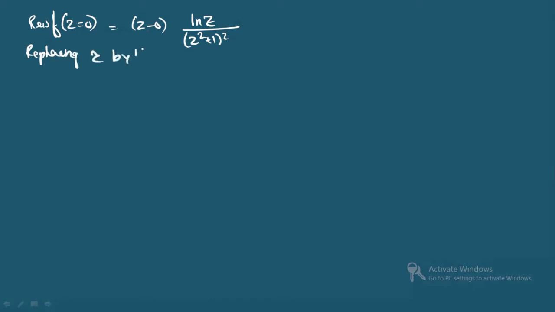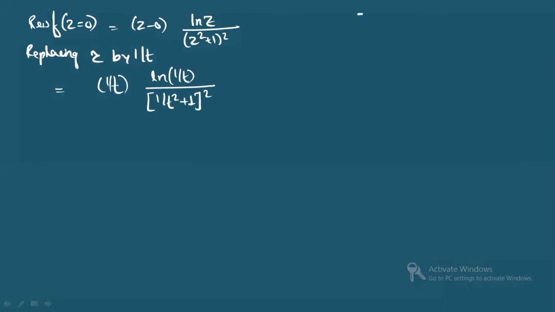So this type of evaluation is done by replacing z by 1 by t. So when you will do so, what you will write here, this is 1 by t, right? And this is ln 1 by t. In the denominator, what you will have? You will have (1 by t square plus 1) whole square.